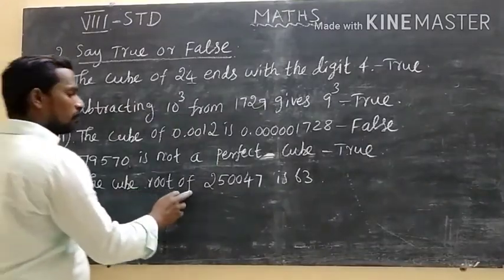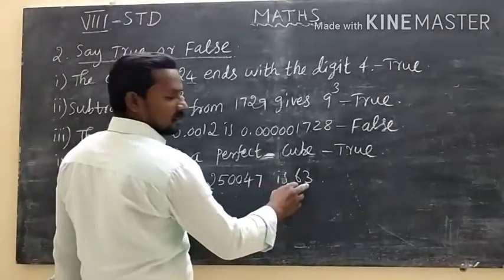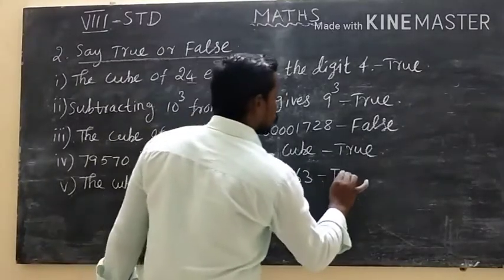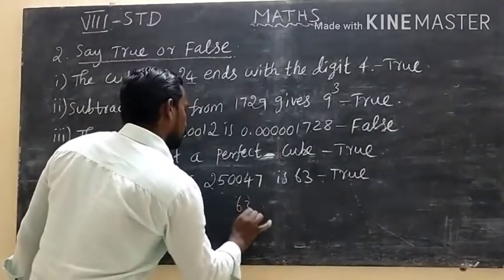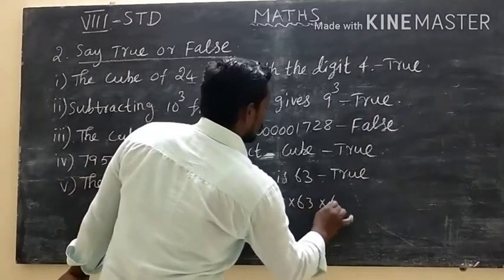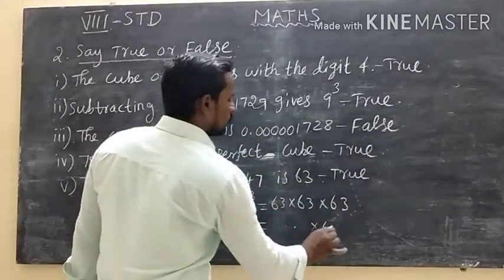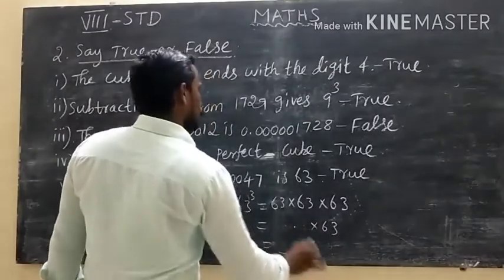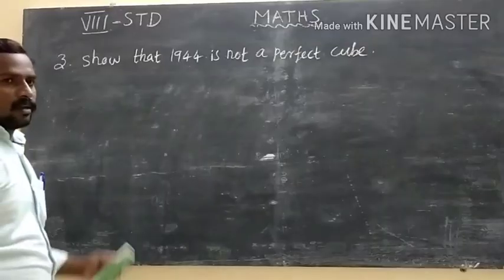The cube root of 250,047 is 63. Yes, it is true. Now we have to check. 63 cube is equal to 63 into 63 into 63. Multiply 63 into 63, then multiply that answer with 63, and we get the answer. This is your homework. You have to check.